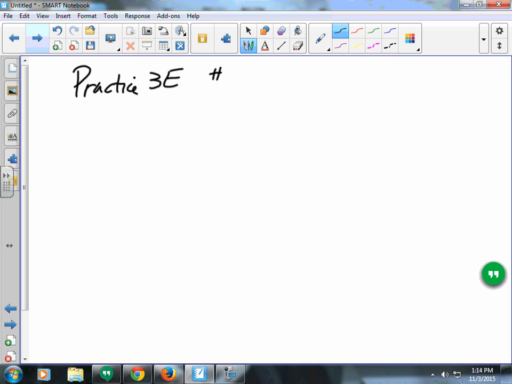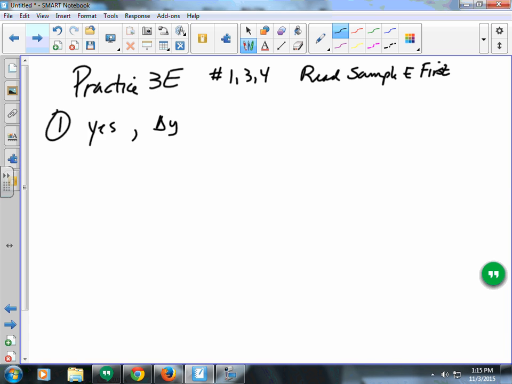Practice 3E, numbers 1, 3, and 4. Read sample E first. The answers: number 1, the answer is yes. He will make it to the other roof. We set up number 1, we didn't finish it. Yes, the stuntman's going to make it to the other roof, and his delta Y is negative 2.3 meters.